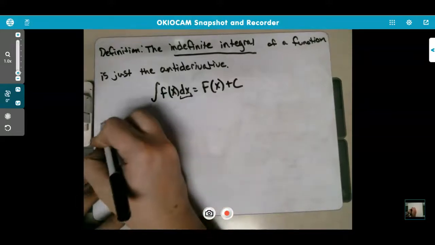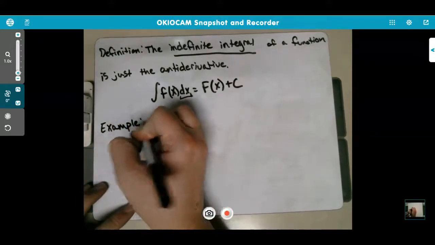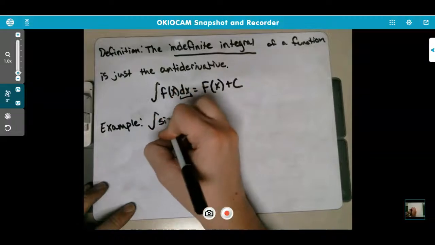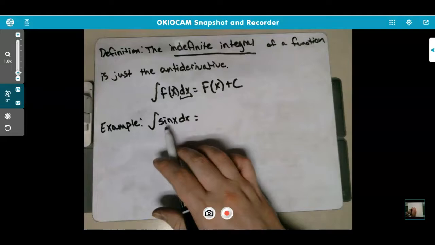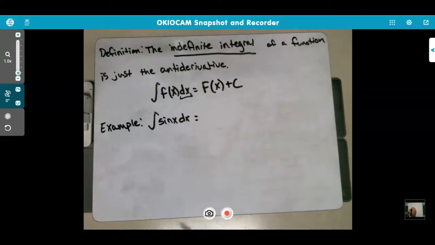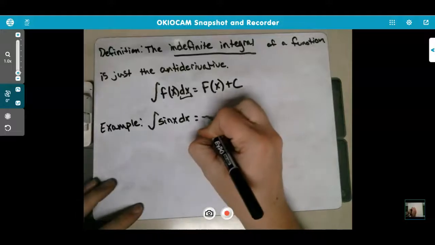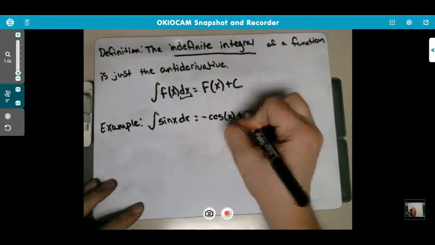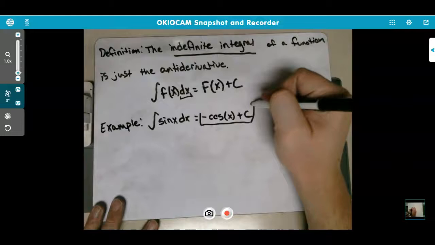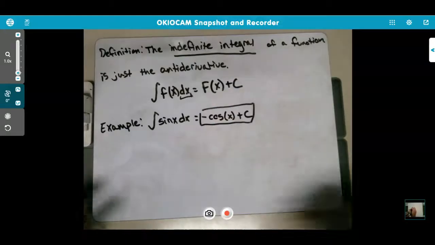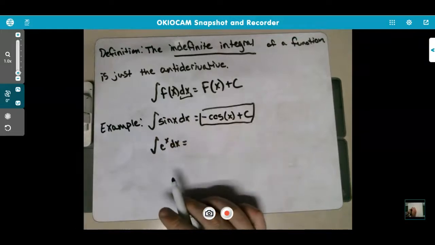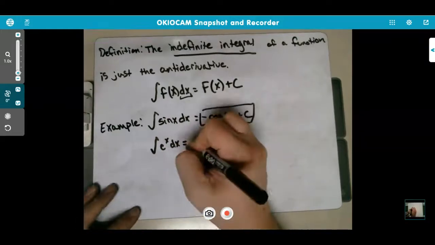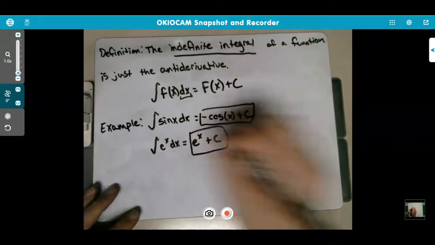So what this means is if I ask you to find the integral of sine of x, that's just the antiderivative of sine, which again we know the derivative of cosine is negative sine, so this would have to be negative cosine of x plus c. So this is just another way to write what we just did. So again, the integral of e to the x dx, we know the antiderivative of e to the x is e to the x plus c.